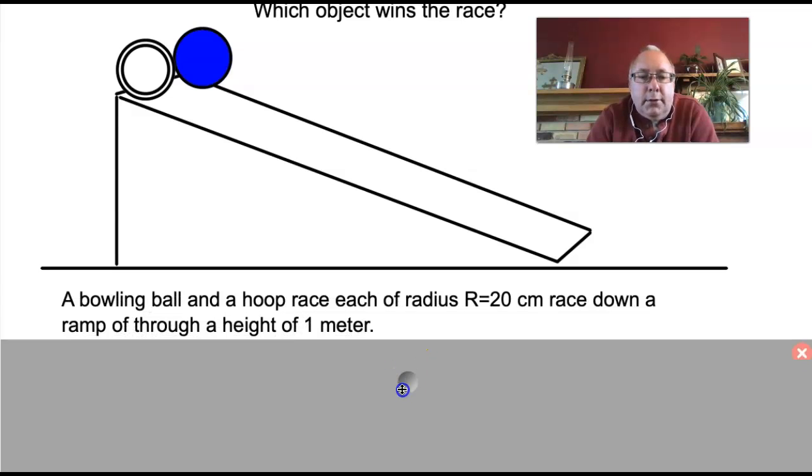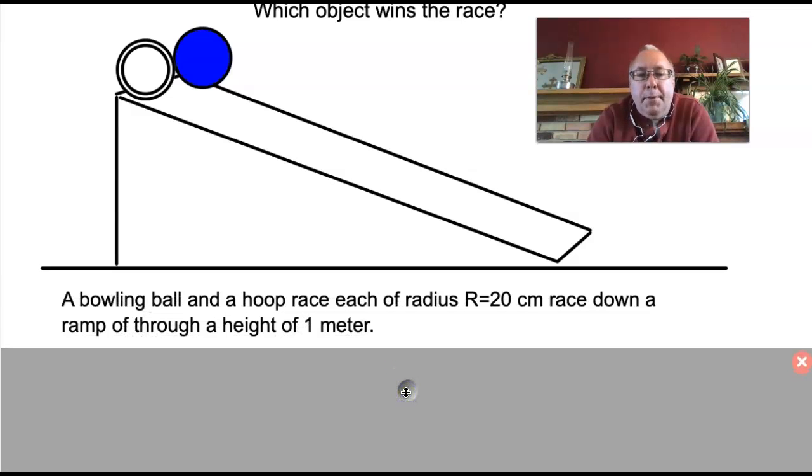So we might have a bowling ball and a hoop racing each other. Each of them has a radius of 20 centimeters, and they race down a ramp through a height of maybe 1 meter. Now, notice I didn't give you the mass. We'll see if the radius is important, to figure out who's going to win.